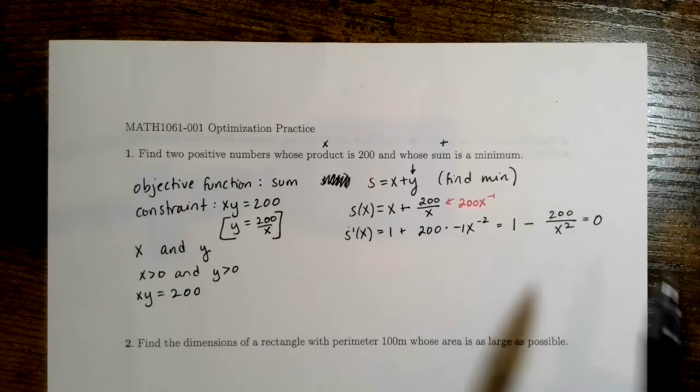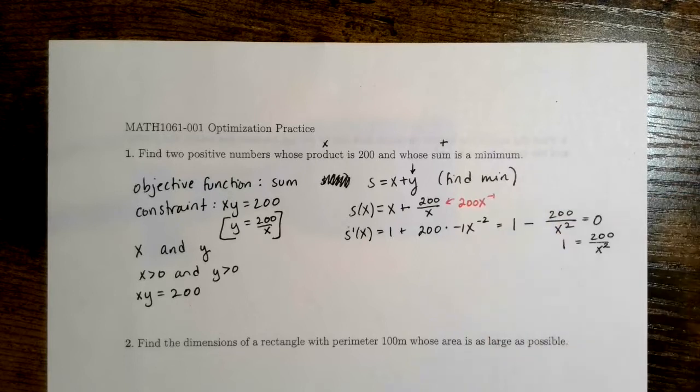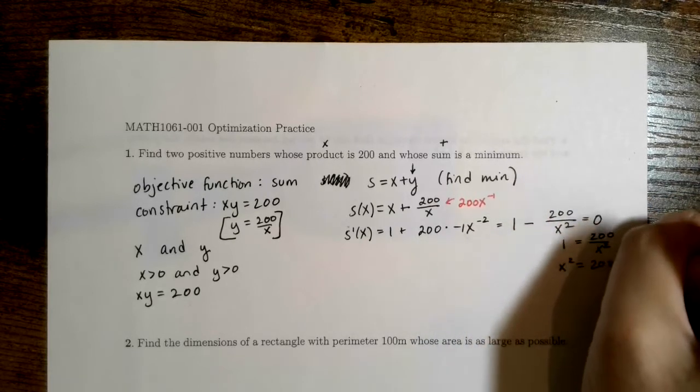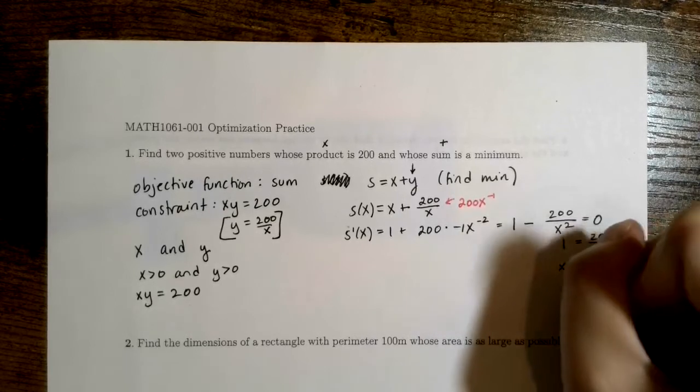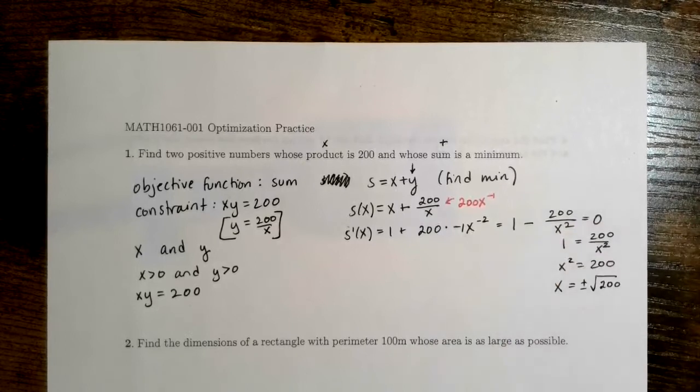I'll add this term to both sides. Multiply both sides times x squared. And then plus or minus square root both sides. And I have two critical numbers, the positive square root of 200 and the negative square root of 200. Since I don't have a calculator, I'm going to leave it in that format.